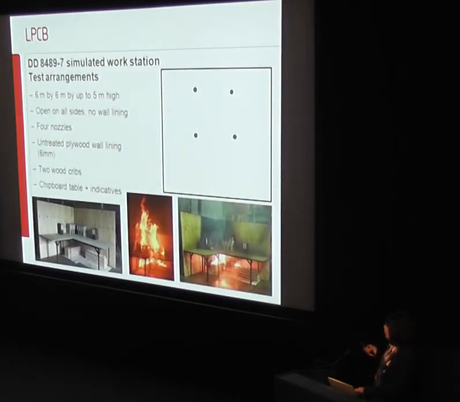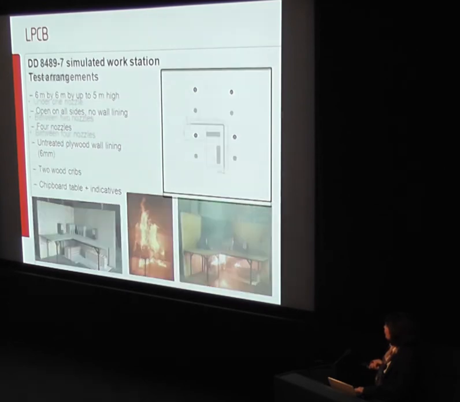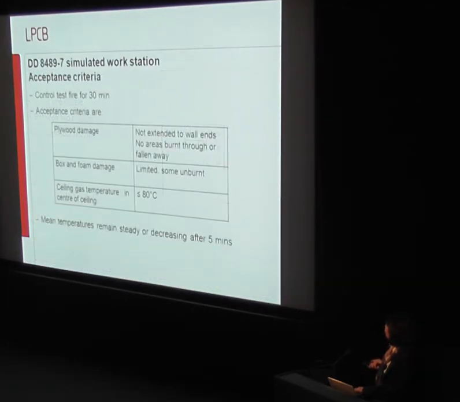And then, as I've already shown you, the simulated workstation, which follows the same thoughts in terms of the test between 4 under 1 and between 2. The acceptance criteria we've chosen, based on our witness results, is that the plywood damage should be extended to the wall, shouldn't fall away, like the movie. Damage should be limited, and ceiling temperatures should be below 80 degrees.